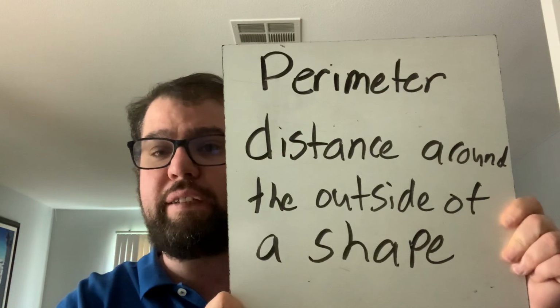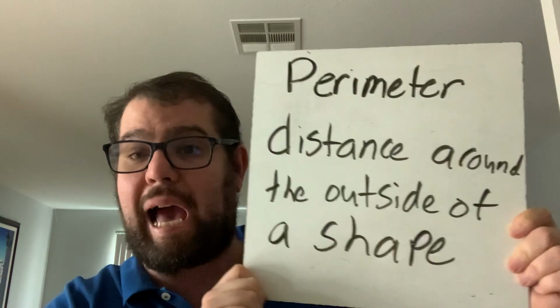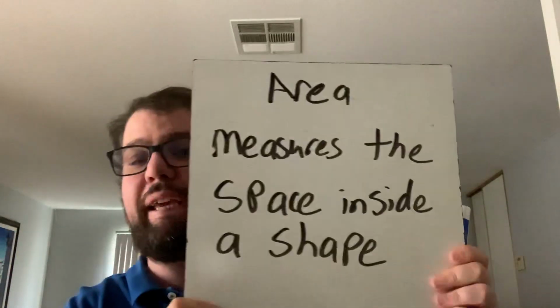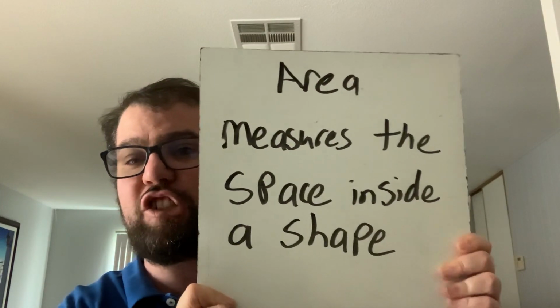As soon as I was old enough and I got my own place, I measured the room and found out I could have a queen size bed. And I've had a queen size bed ever since, because I have the area to do it. The area, the space inside. So remember, perimeter is the distance around the outside of the shape, while the area measures the space inside of the shape. So very cool.